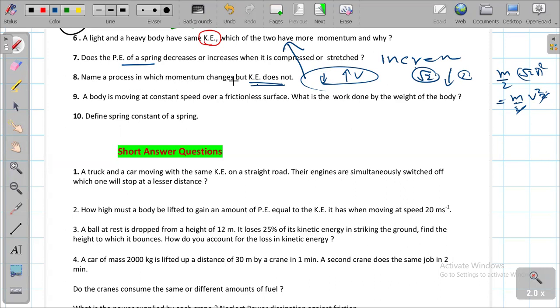Name a process in which the momentum changes. I told you, a body moving at constant speed over a frictionless surface. What is the work done by the weight of the body? It is a frictionless surface, so 0. If it has friction, it is a different case. Why? Work done equals mu mg into d. But here the mu factor is 0. That means no work is done. Define spring constant. I told you, the force required to change the unit length of a spring.